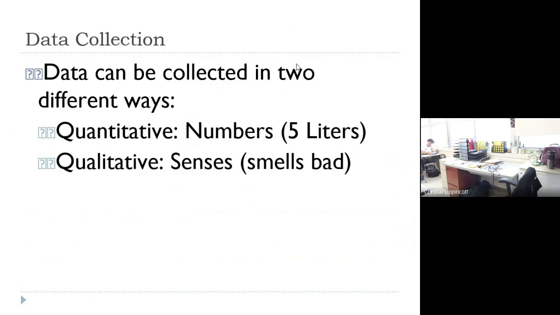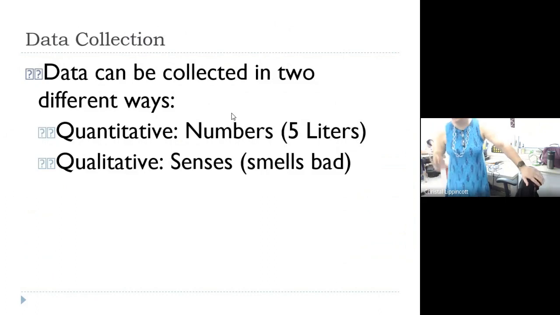Okay? And then qualitative, that's its qualities. So what kind of qualities does it have? And that's where you're going to use your five senses. It smells bad. It smells good. It tastes good. It tastes bad. What is the texture? Is it slippery? Is it wet? How does it feel? So those are qualitatives, and that's what you're going to use your senses to determine.